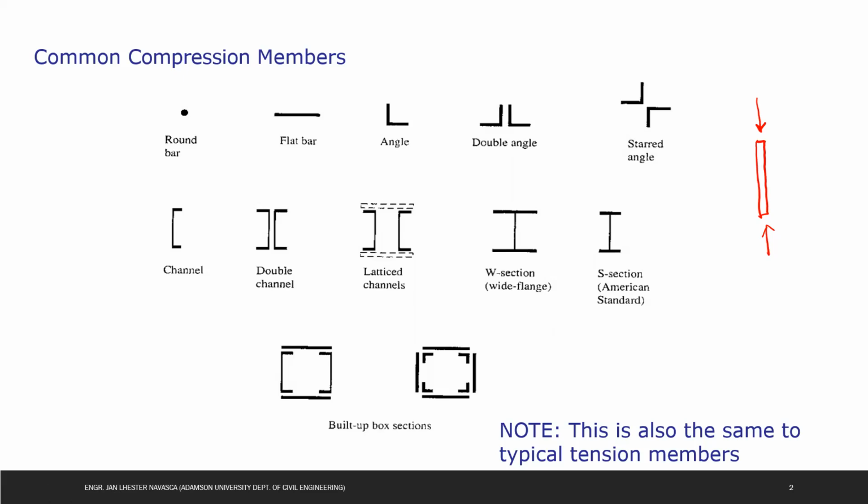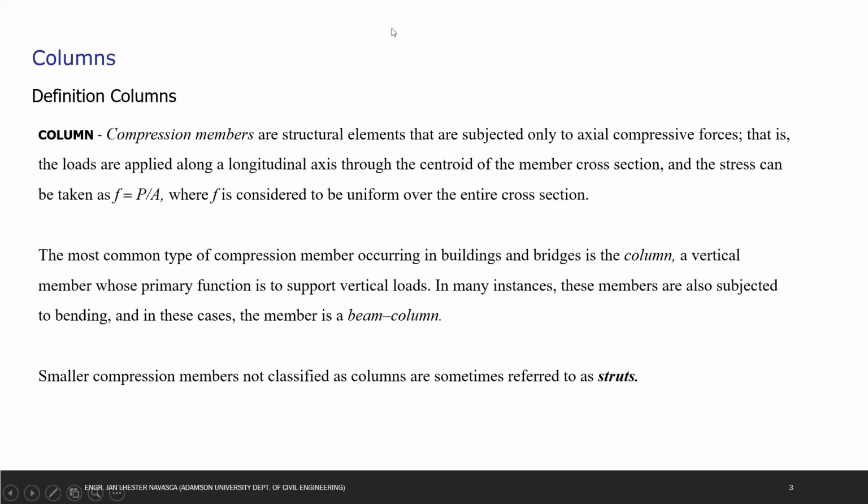For the definition of columns, a column is a compression member, a structural element that is subjected only to axial compressive forces. These are loads applied along the longitudinal axis through the centroid of the member cross section, and the stress can be taken as force over area, where the stress is considered to be uniform over the entire cross section. So we are assuming that there is no eccentricity.